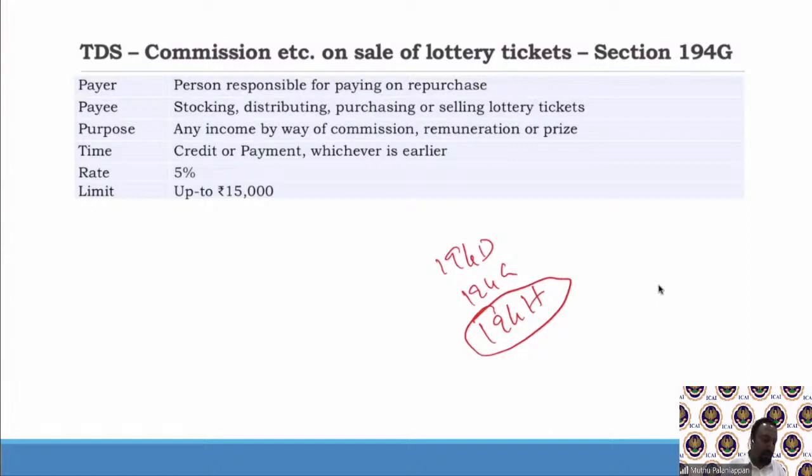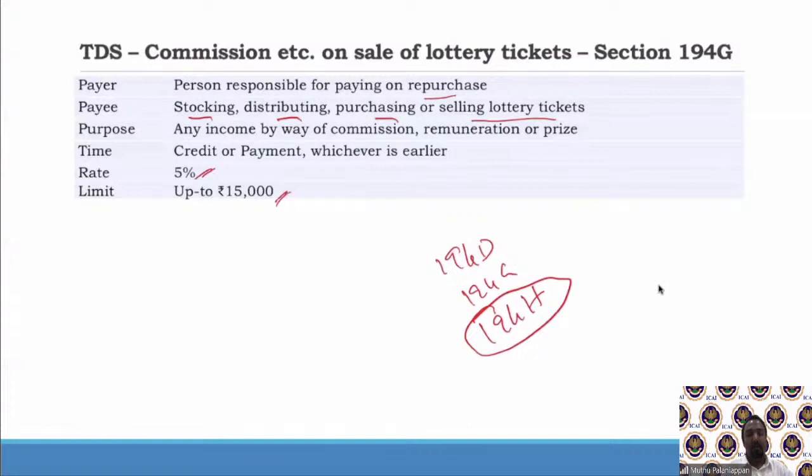Again, here it is about paying for that. But what are they paying for? A person is involved in stocking, distributing, purchasing, or selling lottery tickets. You could be just storing, he could be distributing, he could be purchasing, or he could also be selling lottery tickets. So for whatever activity they're doing, if they're receiving any commission in whatever name it is called, it could be commission, it could even be gift money because of the lottery ticket, that is also covered here. So all these things covered here will attract 5%, and it is not applicable if it is up to 15,000.